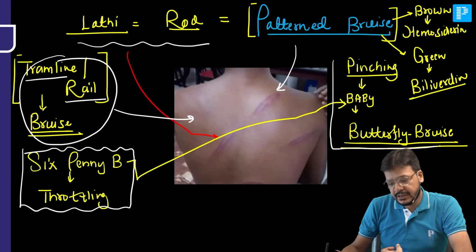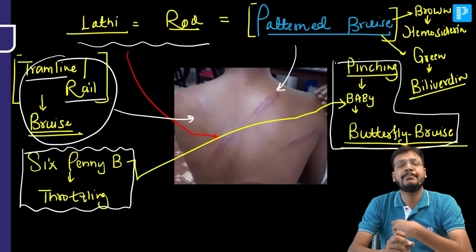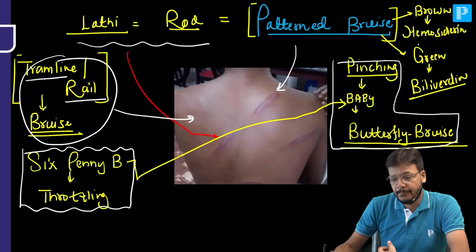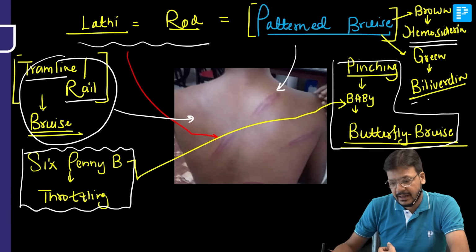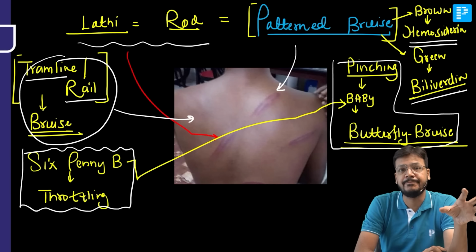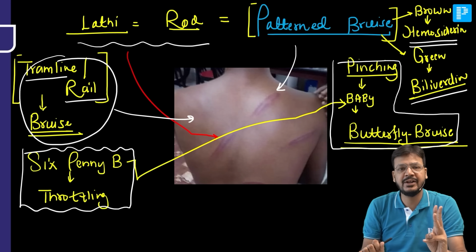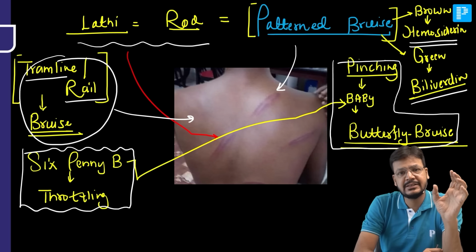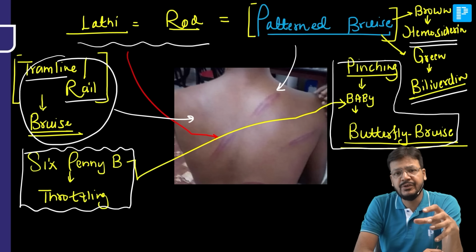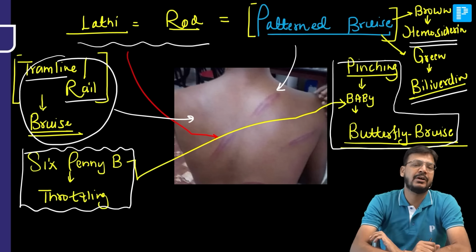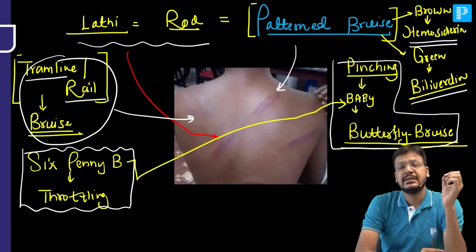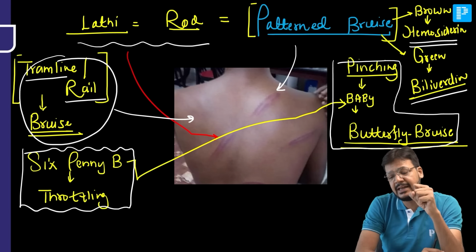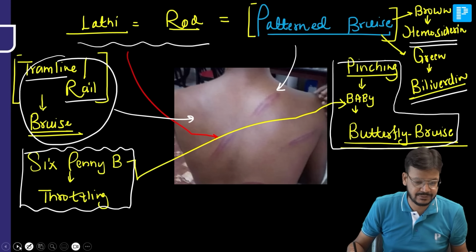Pinching the baby produces butterfly bruise. That is a butterfly shaped bruise caused by pinching the baby. Now, sir, the bruise has brown color because of hemosiderin, and the green color is because of biliverdin. So these are few very important questions. I have mentioned 3 pattern bruise. Number 1, lathi or rod, that's a railway line or tram line bruise. Pinching the baby, that is a butterfly bruise. And throttling produces 6 penny bruise. The color of the bruise, brown color, is because of hemosiderin, and the green color is because of biliverdin. All the question comes in exam.